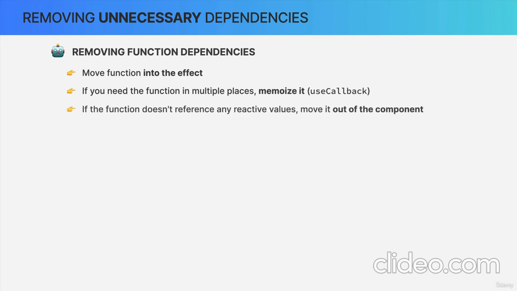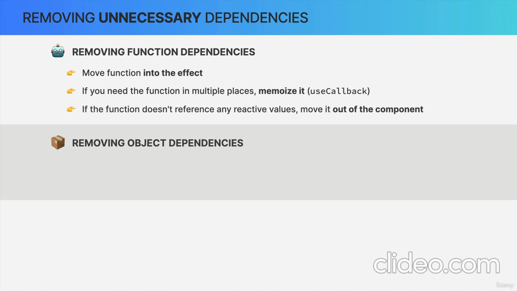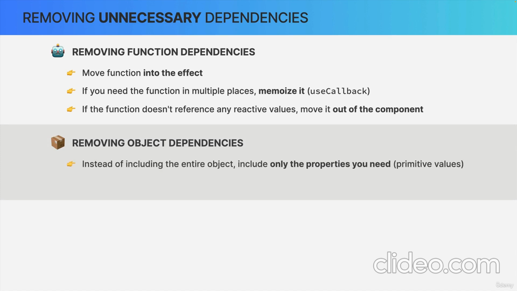Also, if the function is not a reactive value itself, so if it doesn't use any reactive values inside the code, then you can just move it entirely out of the component, because it's not really a dependency anyway. And so by doing this, the function then doesn't need to be recreated on every render. Next up, if you want to use an object as a dependency, you can try to not include the entire object, but only the properties that you actually need inside the effect.